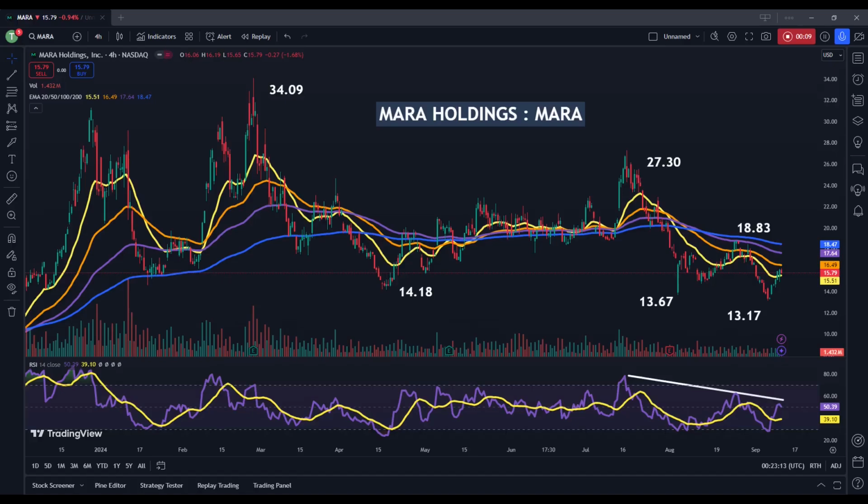Here we have the current stock market analysis for Mara Holdings Incorporated, stock ticker MARA.